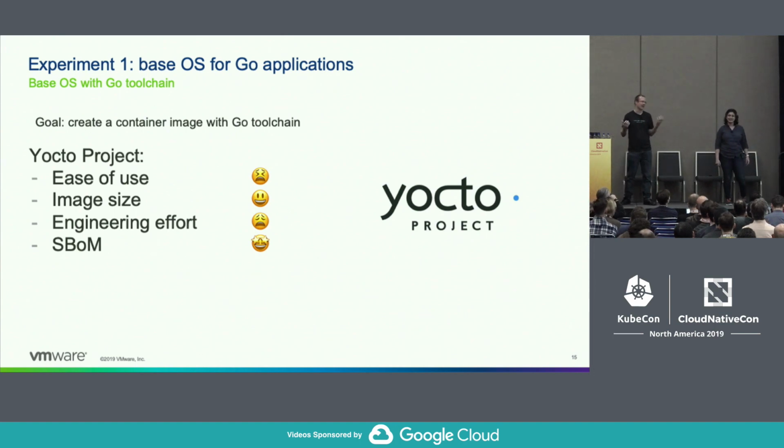One of the nice things, though, is that the image sizes that you get are pretty good. To get to that place, you have to put a lot of engineering effort in. The reason that the Yocto Project is quite difficult to use is because you have to understand a lot of concepts about building operating systems in order to use it. So you have to put in that legwork and then write a lot of configuration files on top of it to generate an image. But it does generate a really nice software bill of materials.